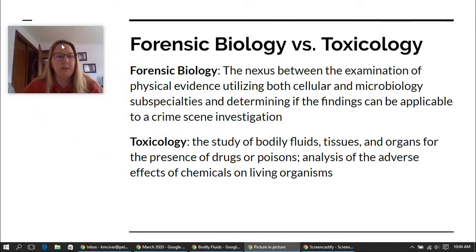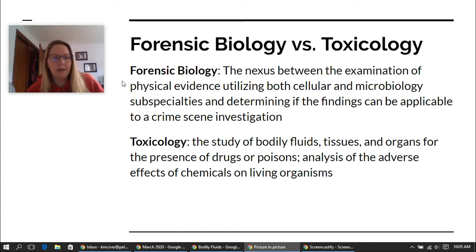So we're going to start by first talking about the difference between forensic biology and toxicology. I did get a few emails about what the test will be on, and some of the study guide was not quite covered yet because we're covering it today.